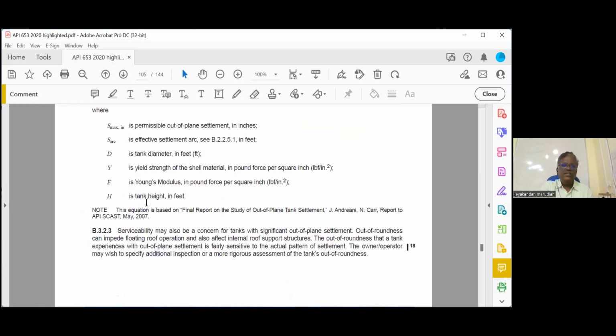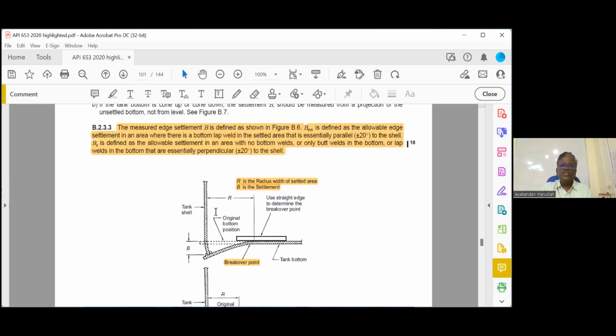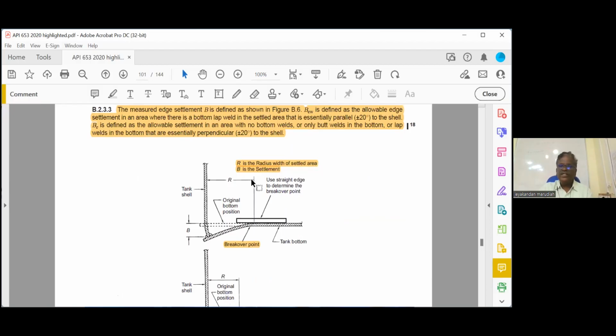So what is the meaning of this? Suppose this radius is 3 feet. Tank diameter is 100 feet. The B dimension allowed is 3.5 inches, where there are no annular joints. Annular plate will be a perpendicular joint.